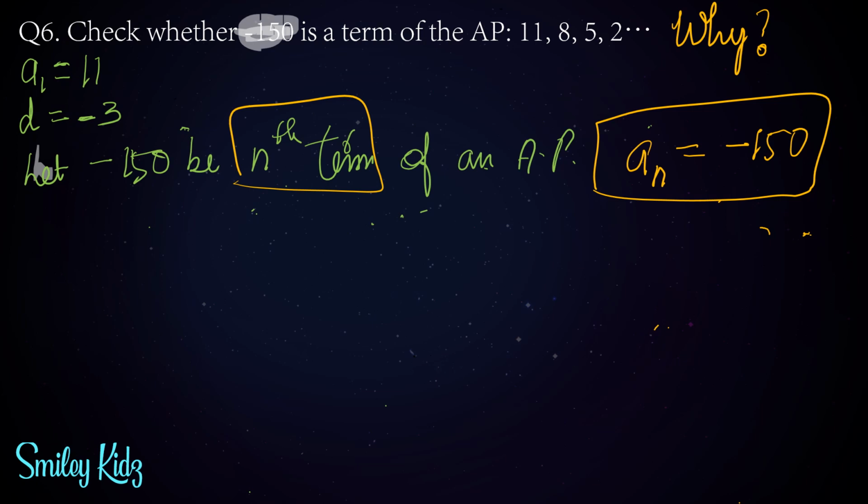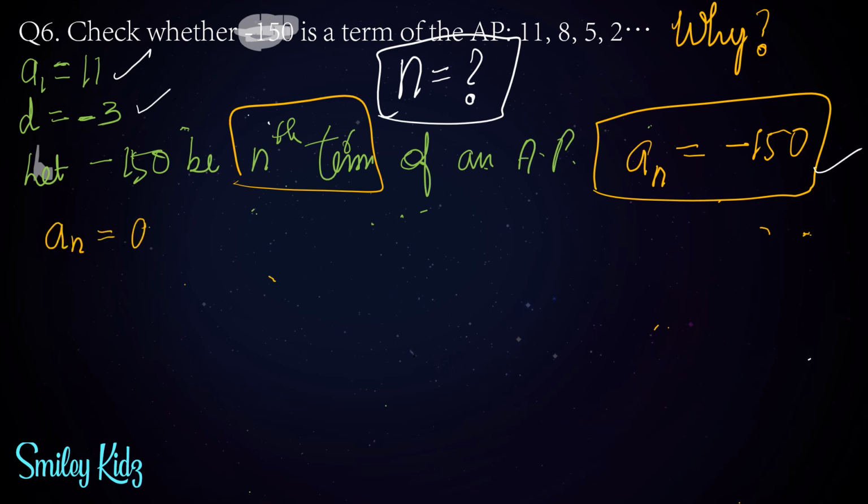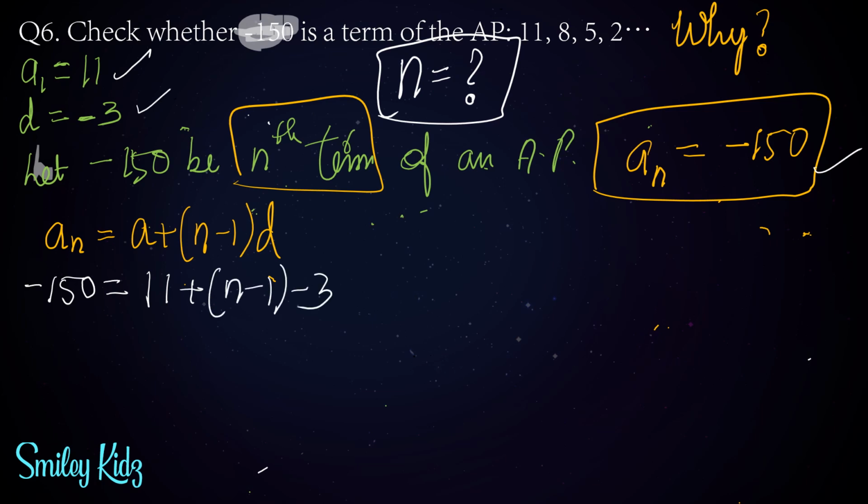Now, upon all the values, just check. A1 is given, D is given. We also have extracted an. That means n is question mark over here, isn't it? Now let's see. An is equal to A plus n minus 1 into D. The basic standard formula. Alright. Then minus 150 equals 11 plus n minus 1 into minus 3. Alright. What do we get over here? Minus 150 minus 11 is equal to minus 3n.